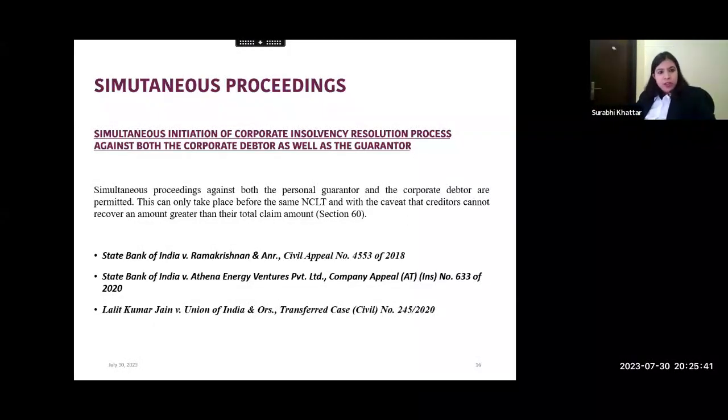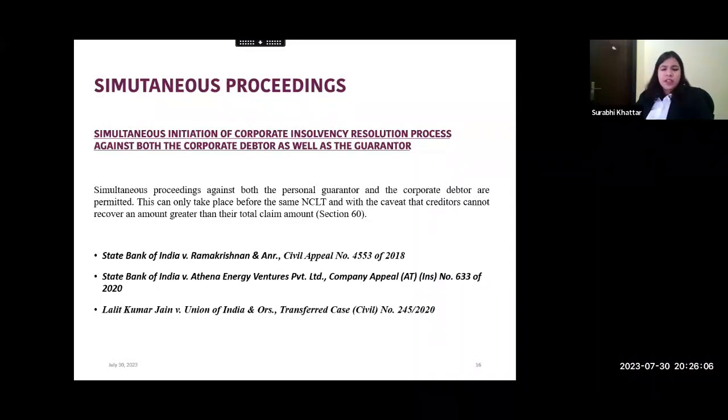Now, one important issue that came up was the simultaneous proceedings against the principal borrower and corporate guarantor or personal guarantors. A lot of times corporate debtors or corporate guarantors, as the case may be, took the defense that if the proceeding is pending against the principal borrower, then simultaneous proceedings cannot be initiated against the corporate guarantor.